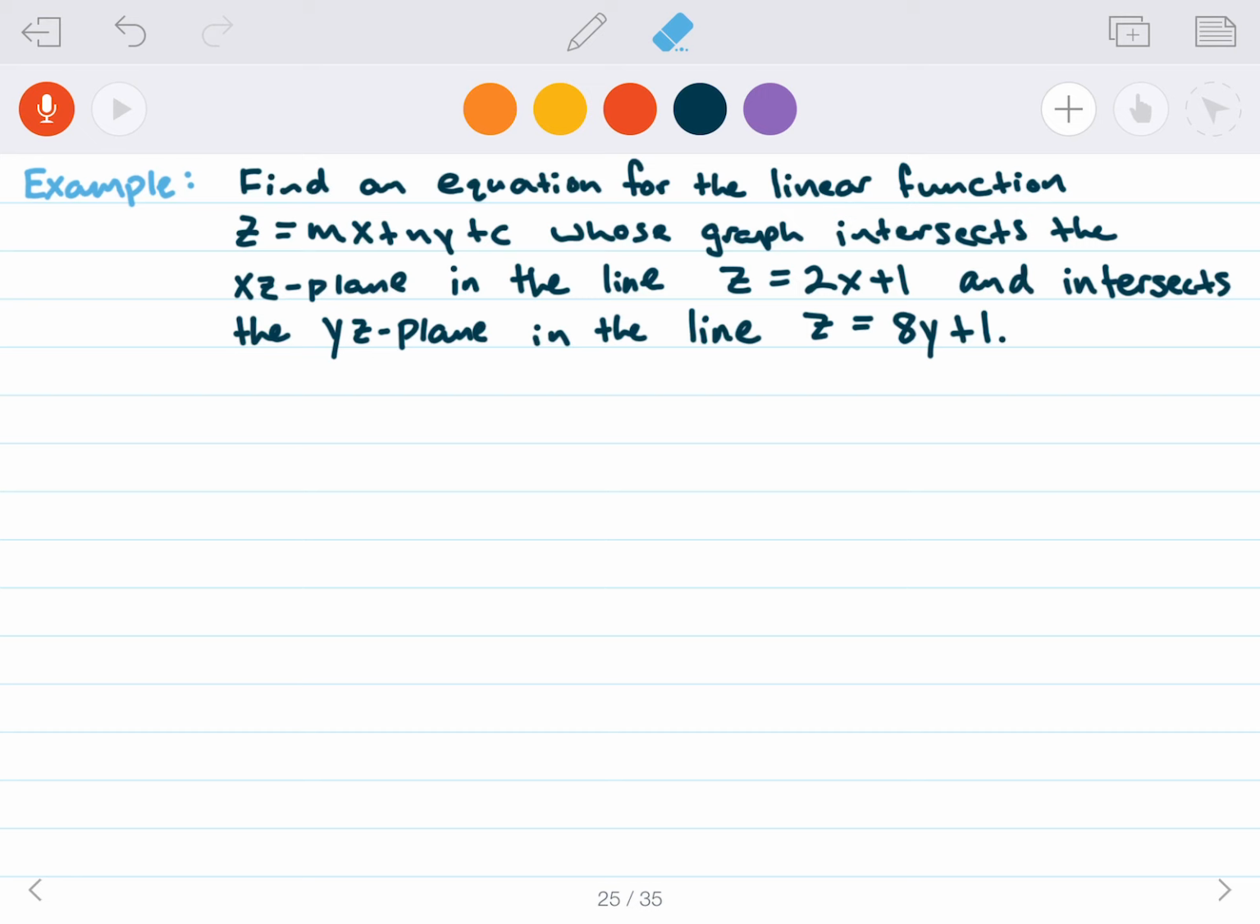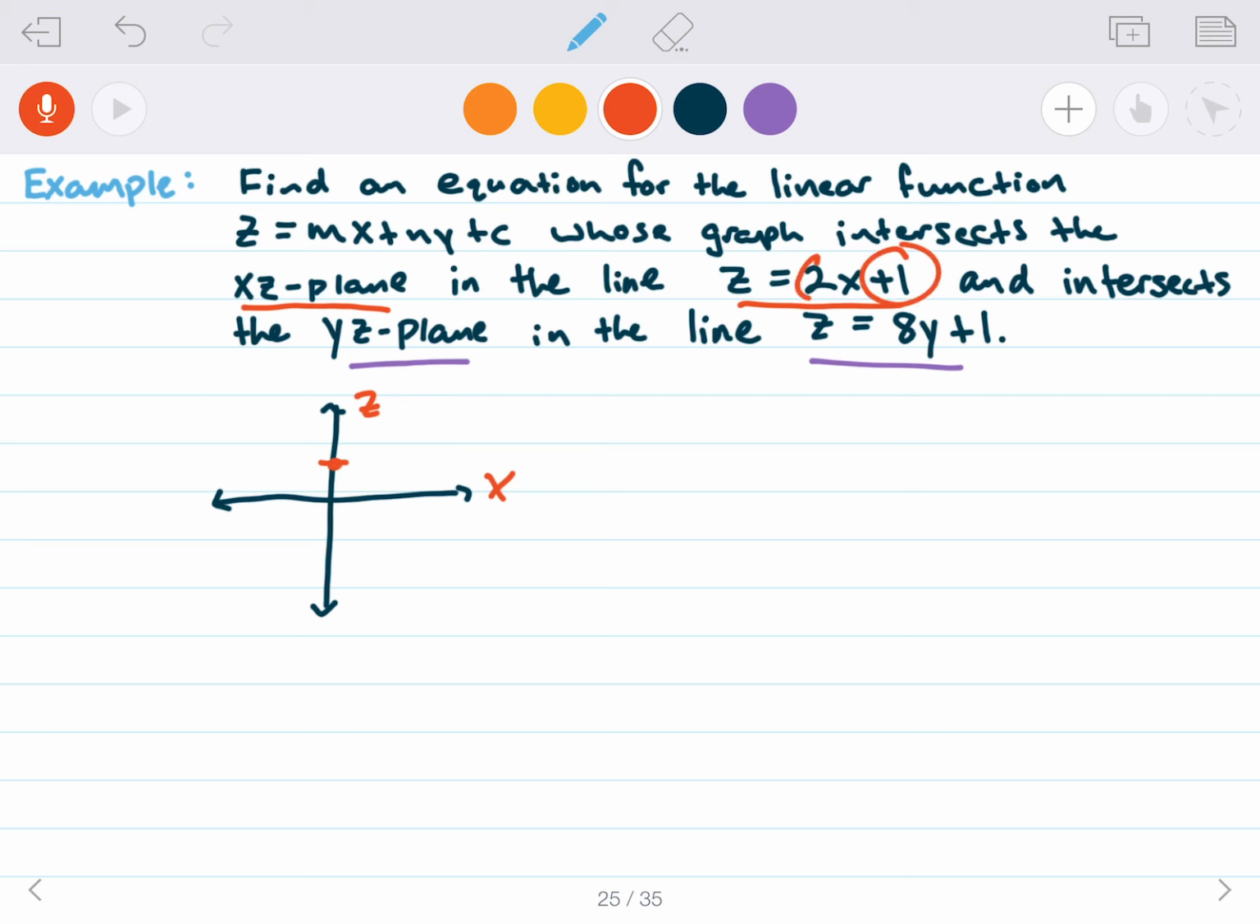Find an equation for the linear function whose graph intersects the xz plane in the line z equals 2x plus 1, and it intersects the yz plane in the line z equals 8y plus 1. Okay, so let's just do a quick sketch of the line in the xz plane that the plane intersects. We have the z axis vertical and the x-axis horizontal, so this is the xz plane. And we have a y-intercept of 1, right?